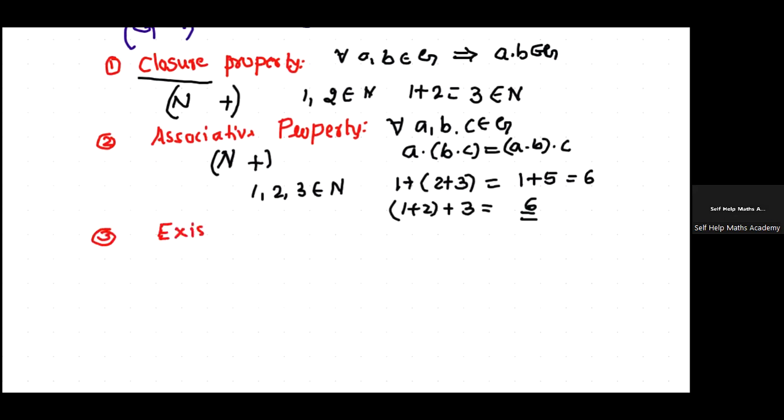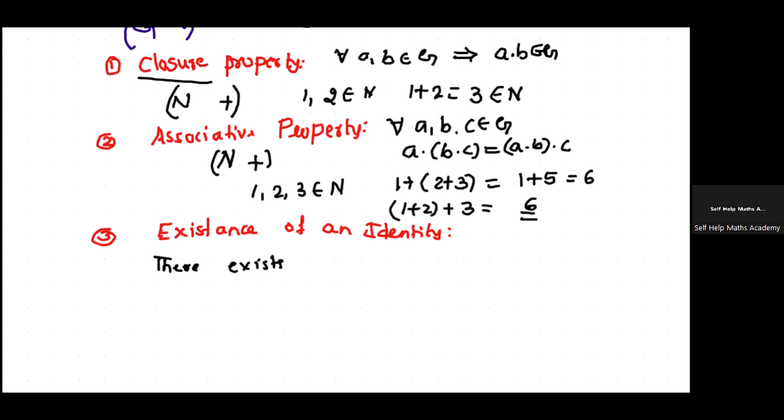Existence of an identity. What is this identity element all about, and why do we need this? Let's see. There exists a unique element. We say it is unique because there are no two identity elements for a given set. So we have to say that there is a unique element.